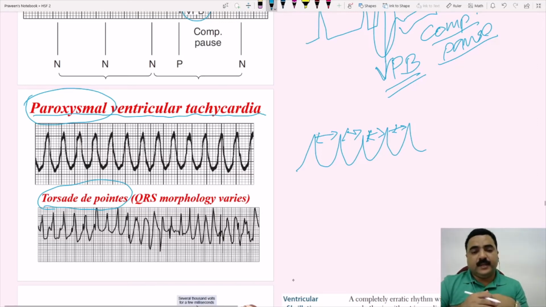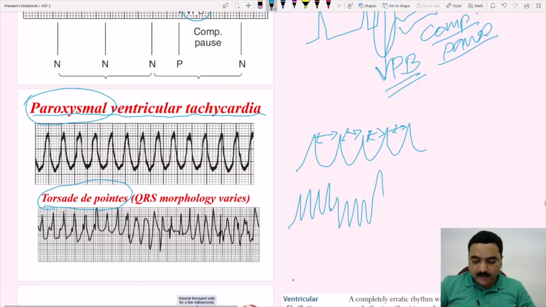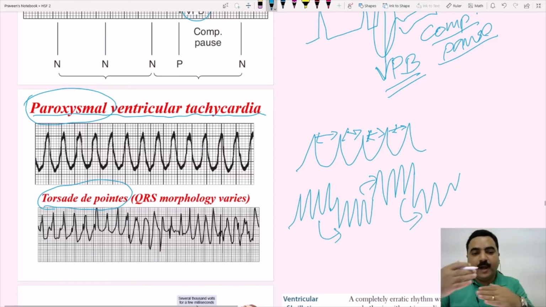Okay, so some genetic diseases can also cause torsades. So torsades means what? This wave pattern that you see is going in one direction, and suddenly it starts going in another direction, and it goes up and then it goes down. This is referred to as the toppling of the points. So it's going up and down like that. The toppling of these points is referred to as torsades.